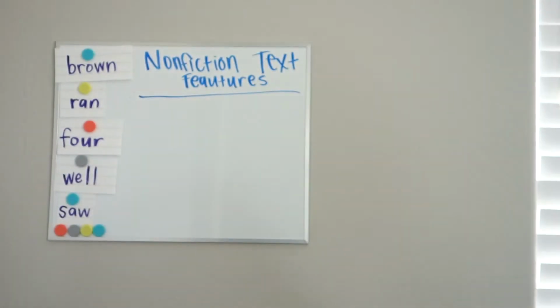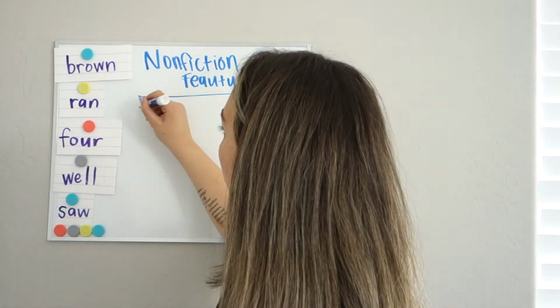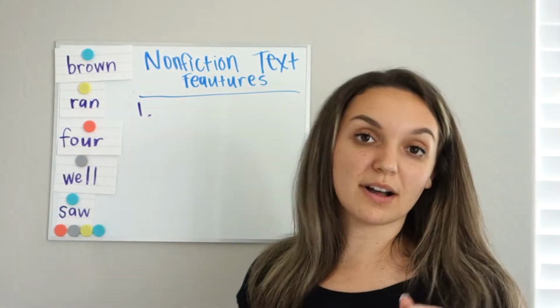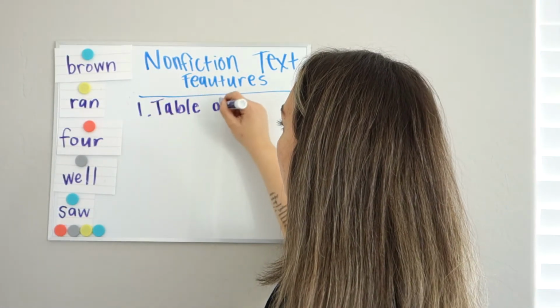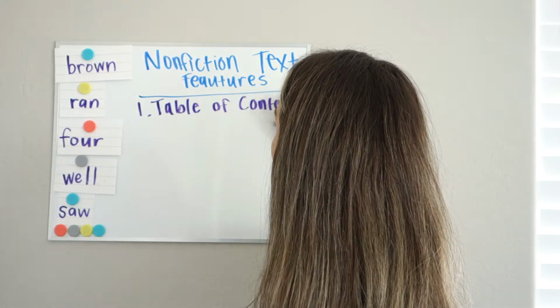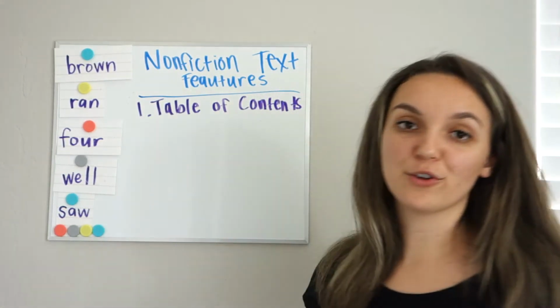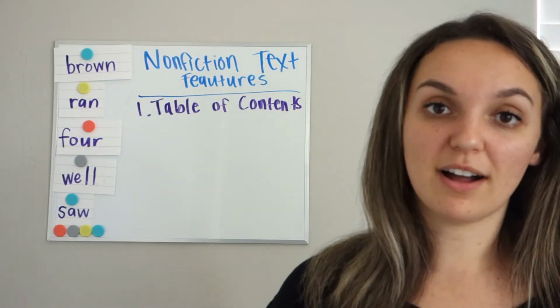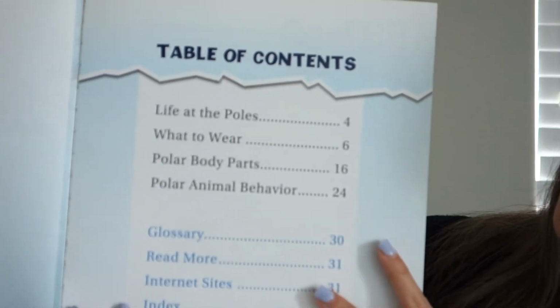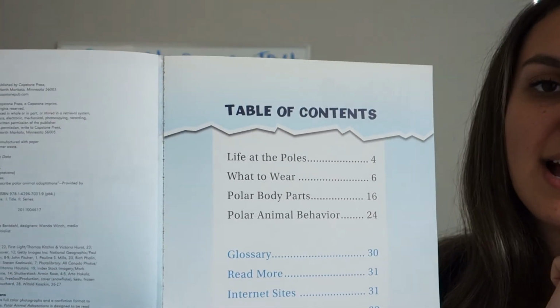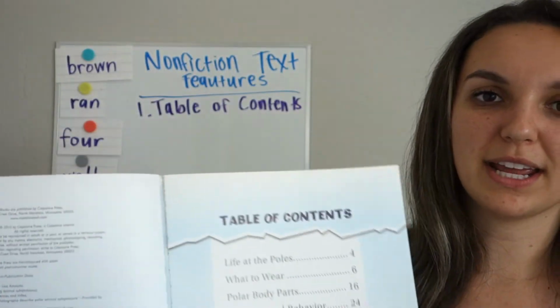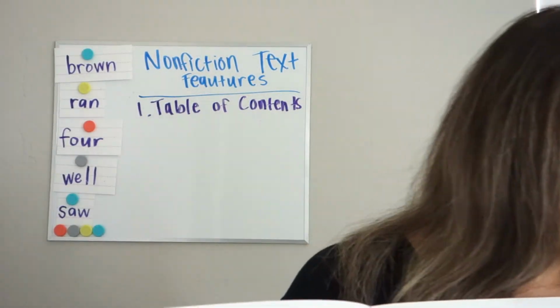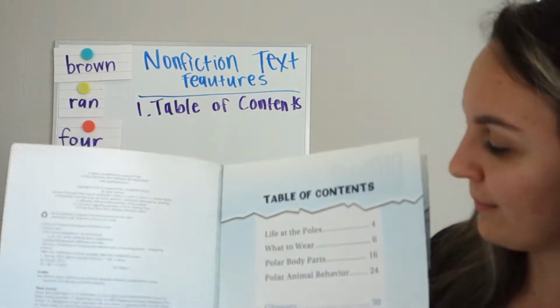So what I want you to do is you're going to write a number 1 on your paper, and then we found a table of contents. So write down table of contents. And if you want to, you can draw a picture of a table of contents. You can copy this picture. If you want to, you can pause it and copy this, so that you have a picture right here under table of contents. Alright? Okay, we're going to keep reading and try to see if we can find more nonfiction text features.